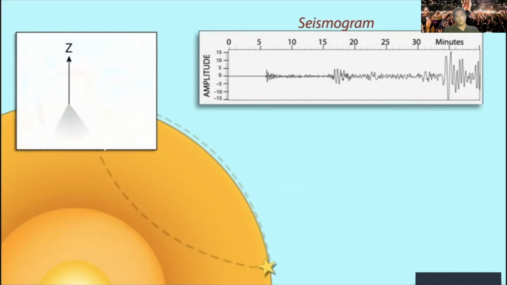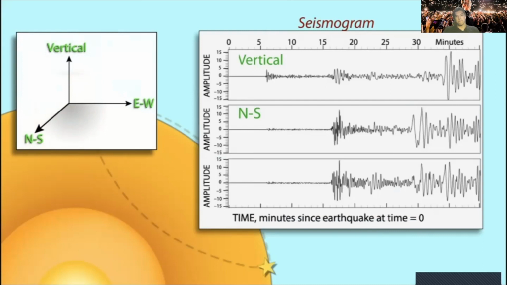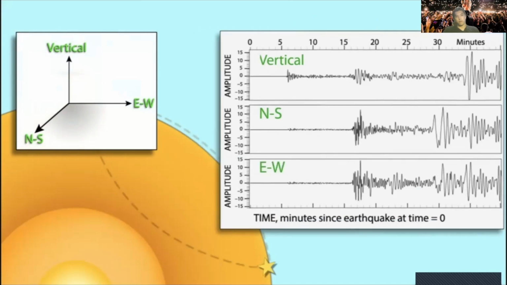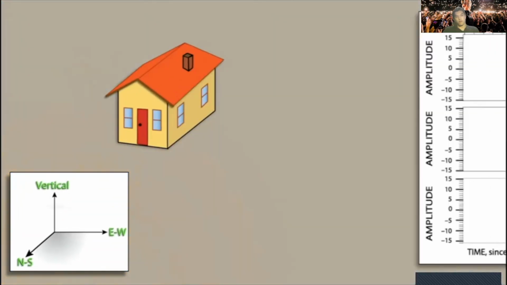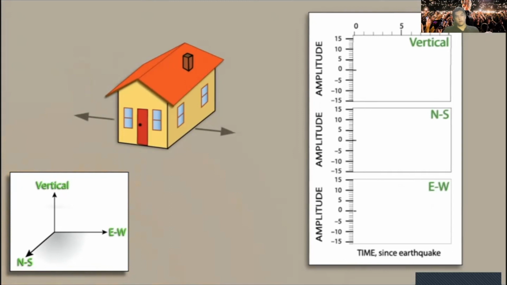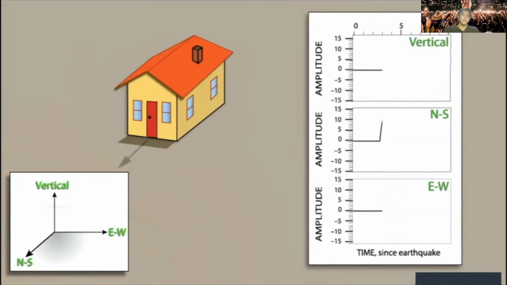Different instruments on the seismograph measure 3 types of motion: up-down or vertical motion, north-south motion, and east-west motion. Let's take a close-up, exaggerated look at how a house would be affected by each direction of motion. When the house is shaken in the east-west direction, this shows up on the lower component. Nothing is recorded on the north-south or vertical components.